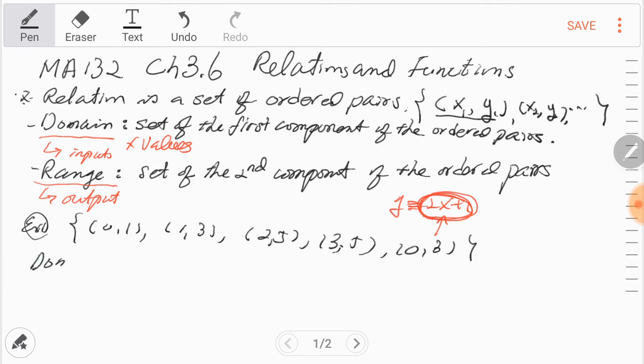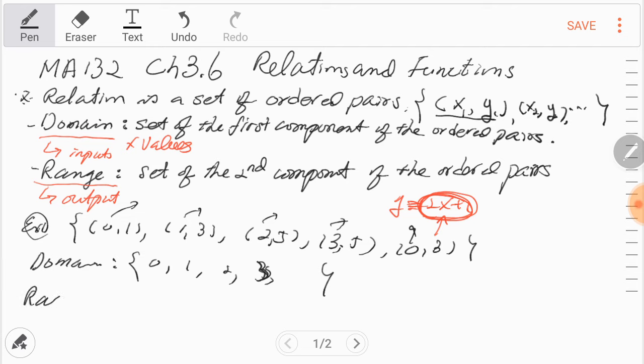Then the domain is the set of all the x values: 0, 1, 2, 3, and 0. But this 0 is already included, so you don't have to write another one. If there is a repeated number, then use only one. So {0, 1, 2, 3} is the domain.